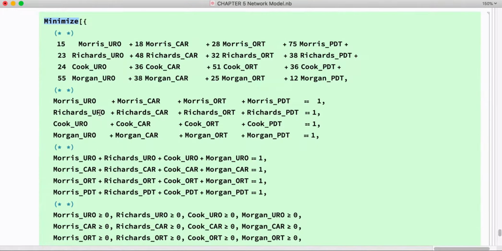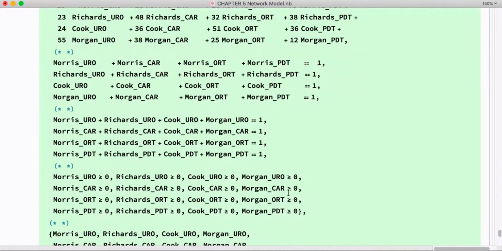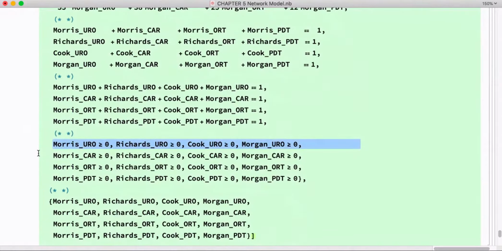Do we have a balanced case? Esther? Yes, Professor. We have 4 nurses and 4 departments. That's a balanced case. What do these inequalities mean?